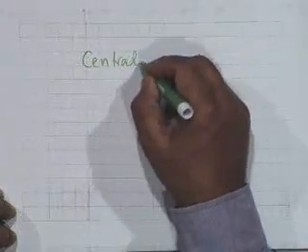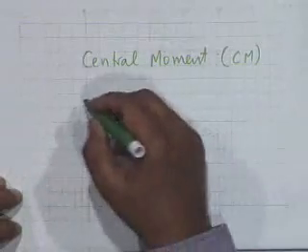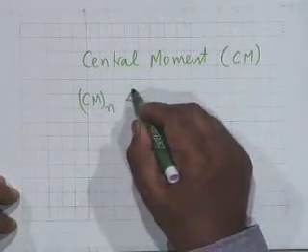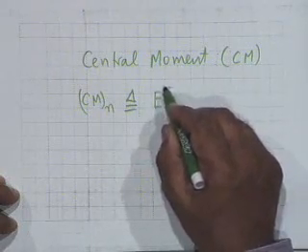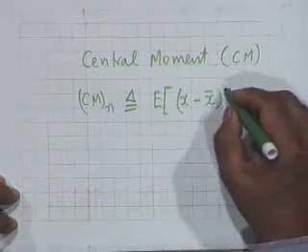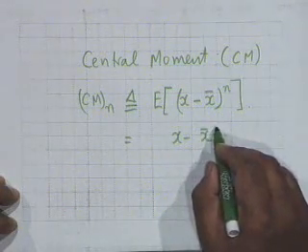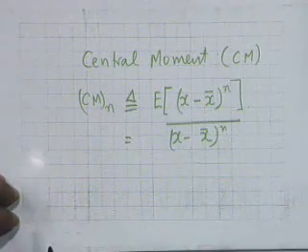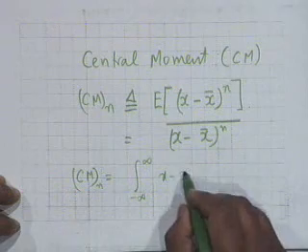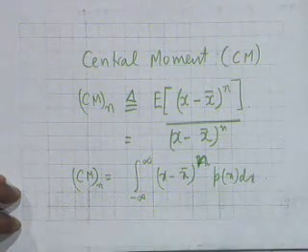we define what is known as a central moment, abbreviated as Cm. The nth central moment is abbreviated as Cmn. The nth central moment is defined as the expected value of the distance between x and its mean value x bar to the power n. In other words, it is the average value of (x minus x bar) to the n. Obviously then Cmn is equal to the integral from minus infinity to infinity of (x minus x bar) to the power n, p of x dx.